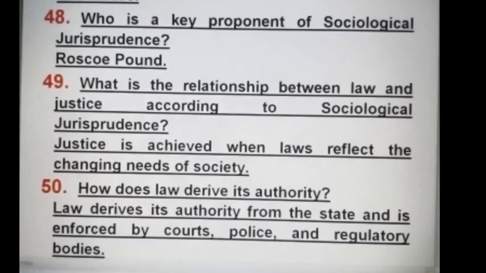Who is a key proponent of sociological jurisprudence? Roscoe Pound. What is the relationship between law and justice according to sociological jurisprudence? Justice is achieved when laws reflect the changing needs of society.